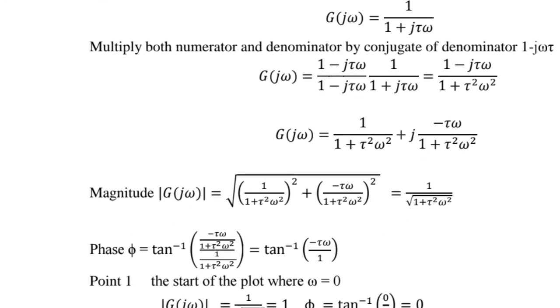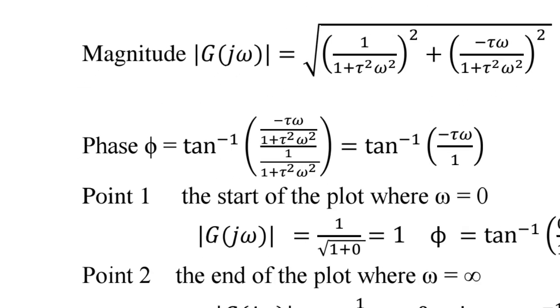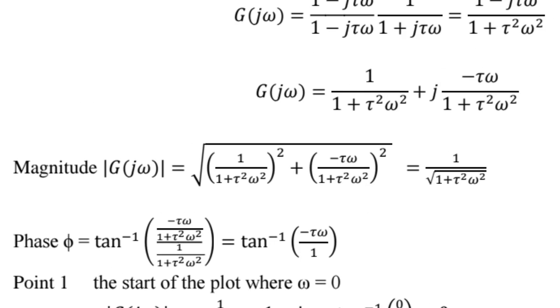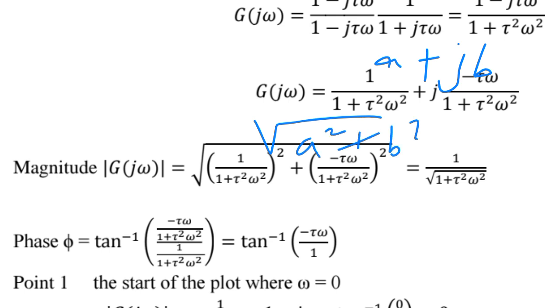Based on the formula a plus jb, the magnitude is root of a square plus b square, and the phase value is tan inverse of b by a. From the equation of G(jω), we take this function as a plus jb. From that, we take root of a square plus b square for the magnitude, and similarly tan inverse of b by a for the phase.